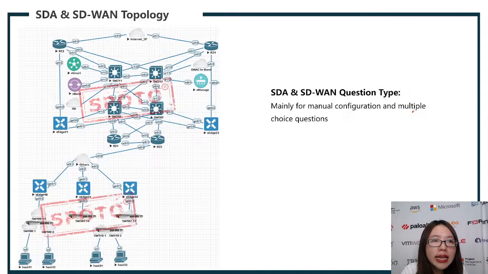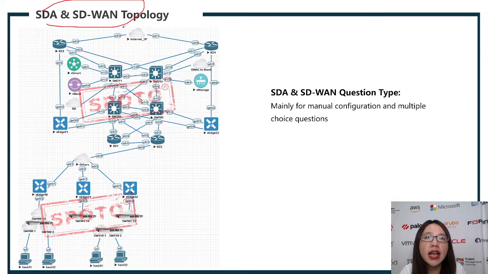So this topology falls under the category of SDA and SD-WAN. If the previous routing and switching can be successfully completed, SDN technology is not very difficult.